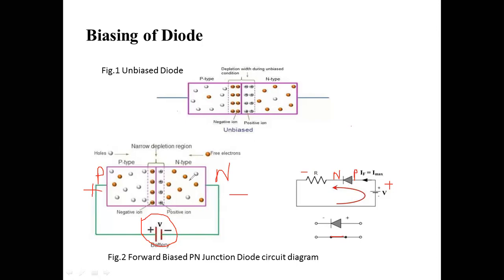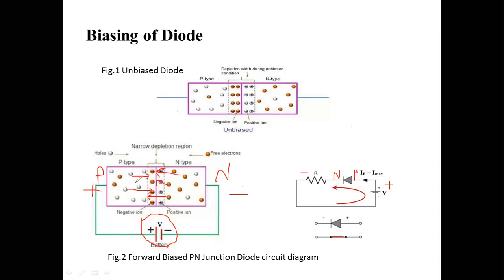Now if you see here, there are electrons here and holes here, the majority charge carriers. This positive terminal will start repelling the p side holes, and they start moving to the n side. Electrons are repelled by the negative terminal because like charged particles repel. Here the negative terminal is on the n side, and electrons are negative charge, therefore they will be repelled by this negative terminal and start moving towards the p side.